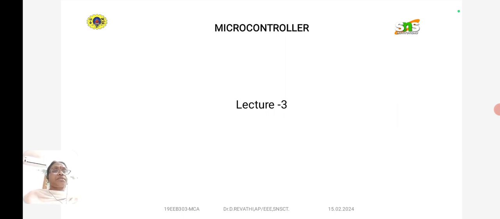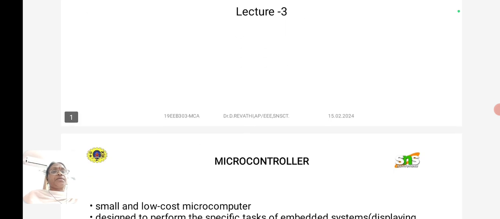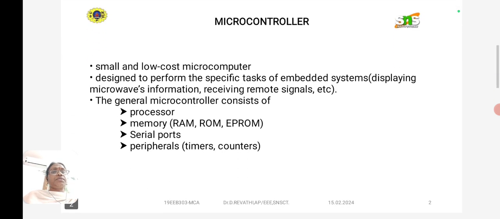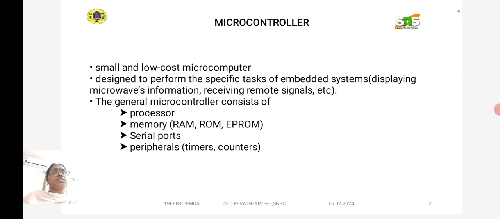In the third lecture, we are going to discuss the microcontroller 8051. The 8051 microcontroller is a small, low cost microcomputer designed to perform specific tasks of embedded systems, such as displaying micro events information, receiving remote signals, etc. The general microcontroller consists of three or four basic functions. One is the microprocessor and memory.